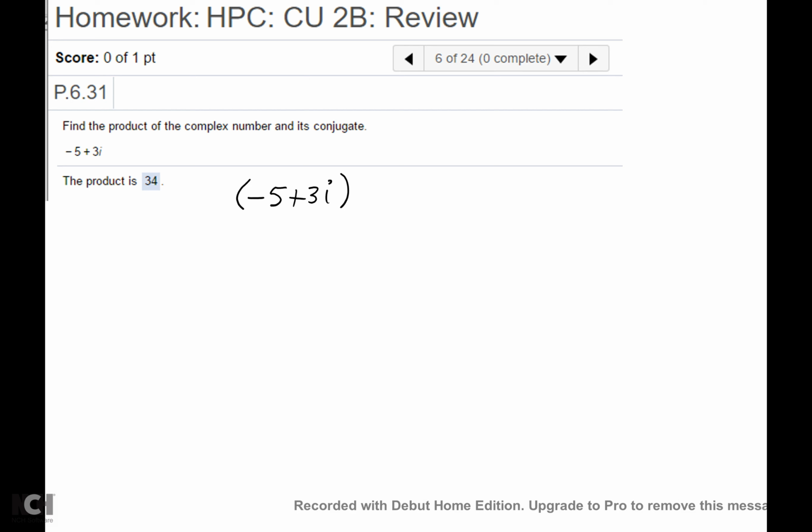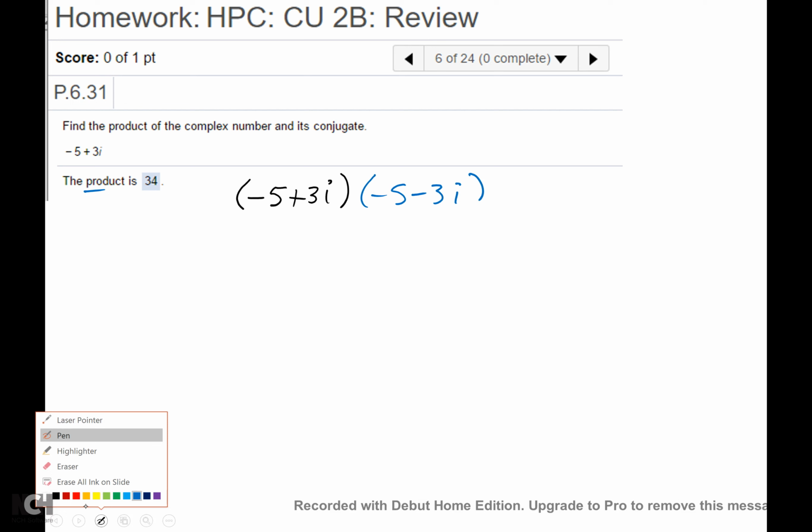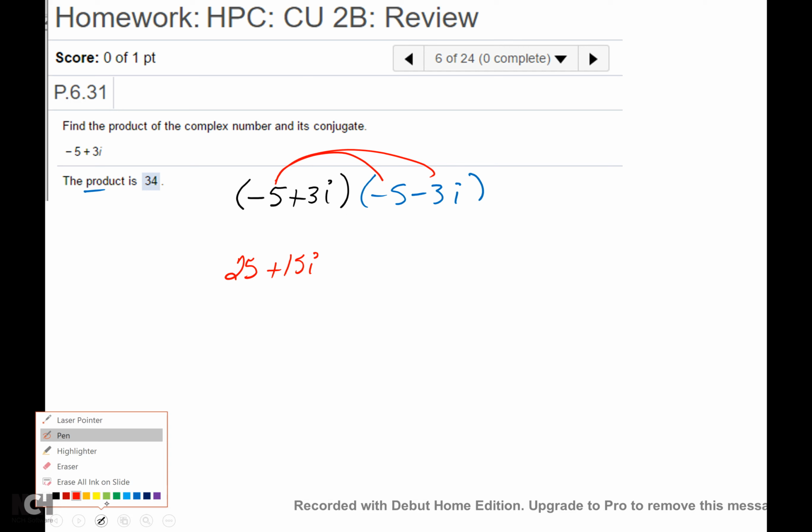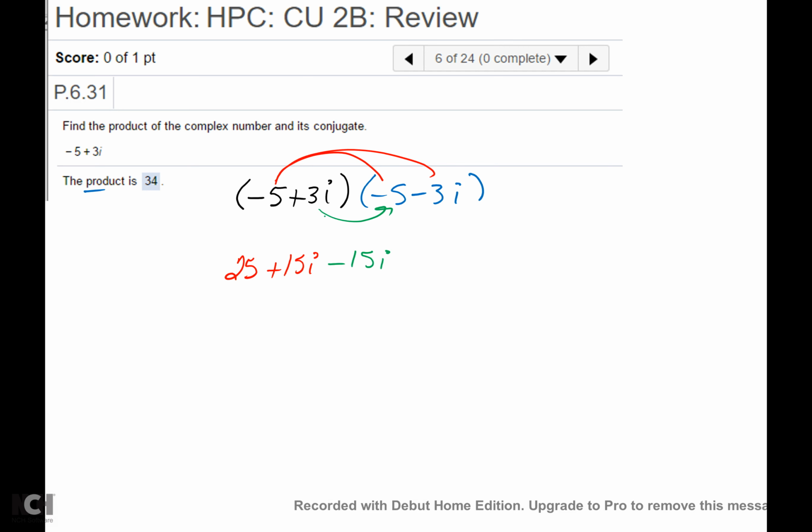Alright, the conjugate of negative 5 plus 3i would be negative 5 minus 3i. And to take the product means to multiply. So distribute negative 5 times negative 5 is positive 25. Negative 5 times negative 3i is positive 15i. Positive 3i times negative 5 is negative 15i. Positive 3i times negative 3i is negative 9i squared.